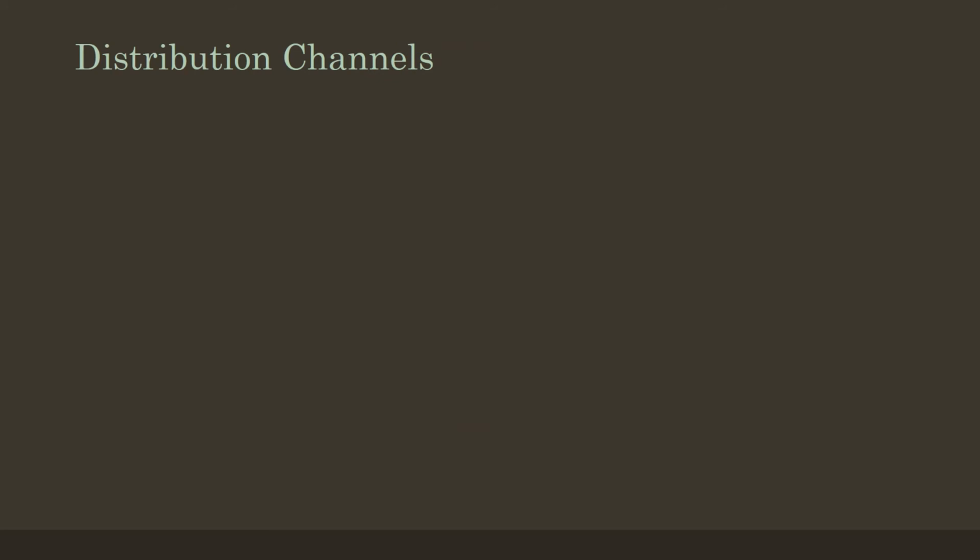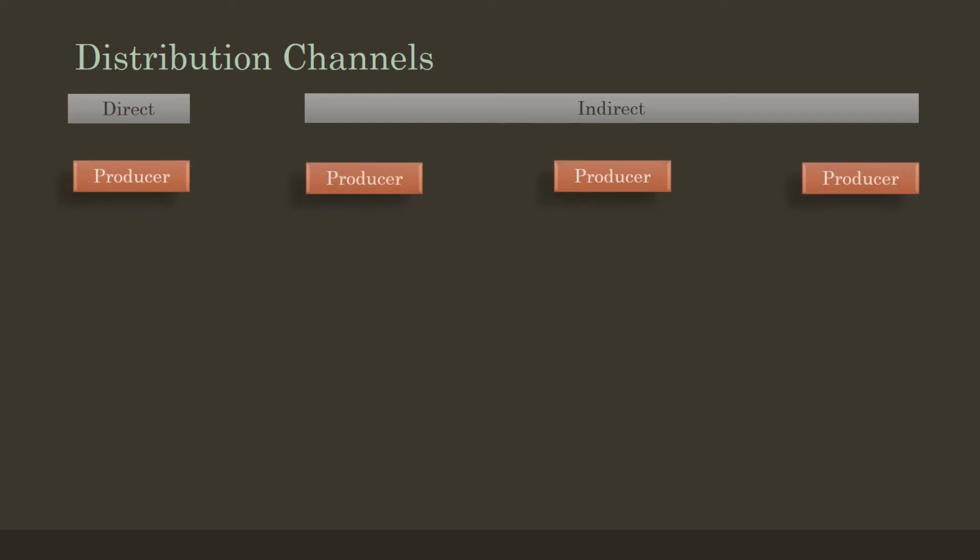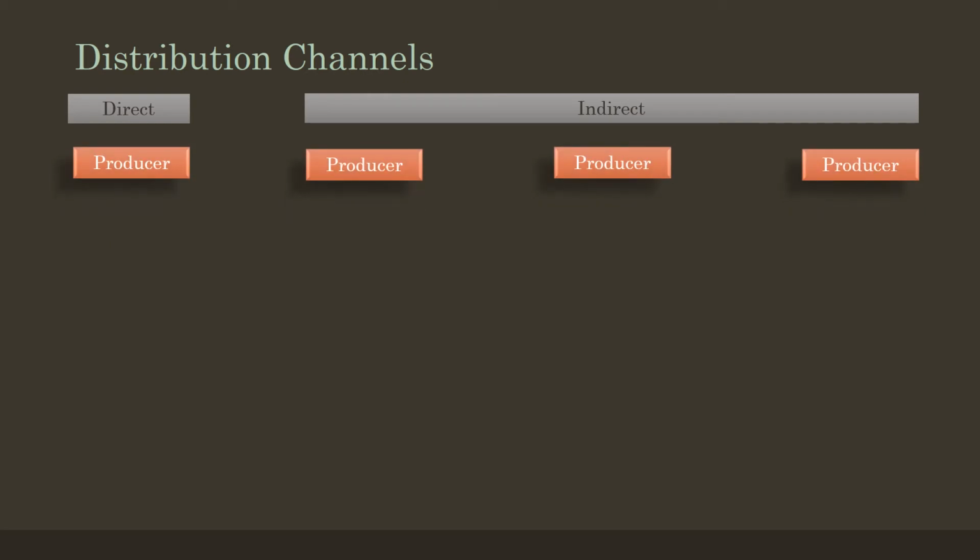So let's go over some distribution channels. You have two basic main channels, overall channels, and that is the direct and indirect channels. And in both those channels, you have the same main category, which is a producer or manufacturer. Somebody's got to make the product.